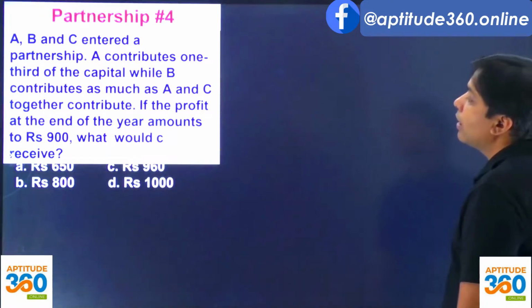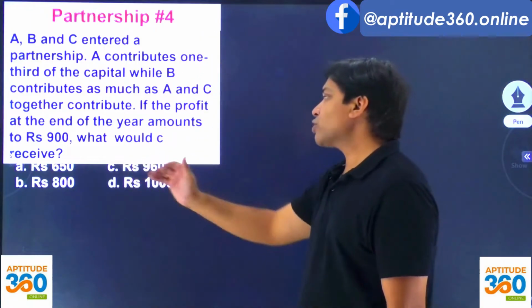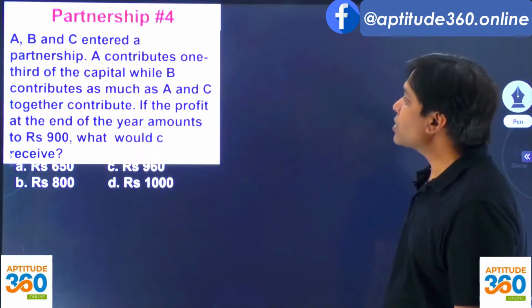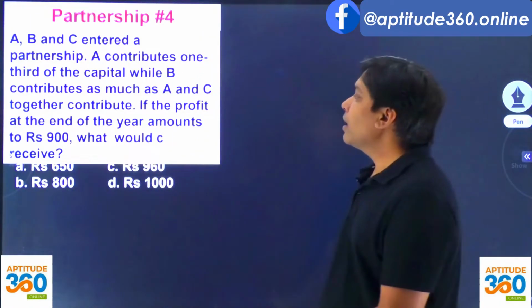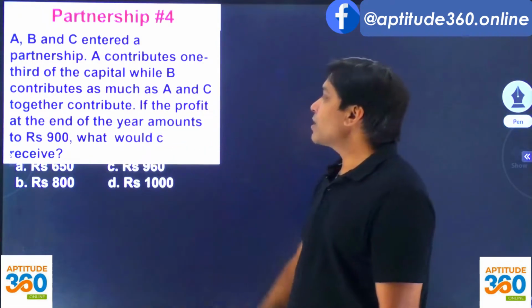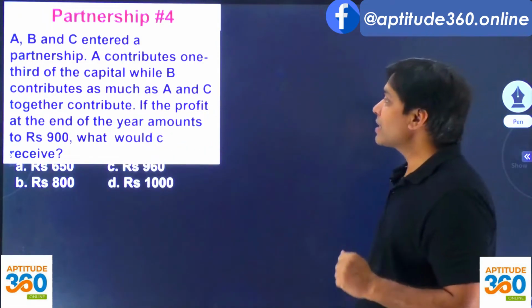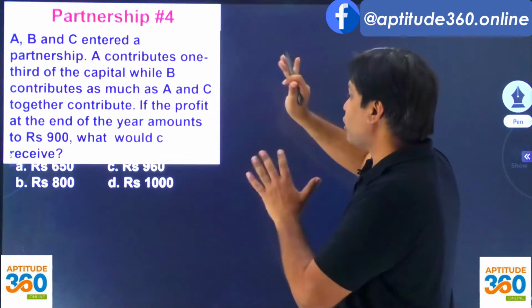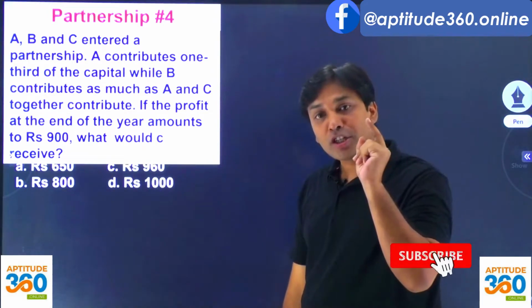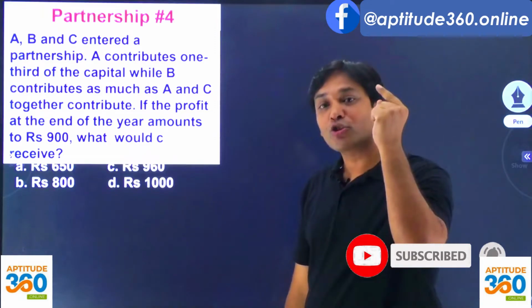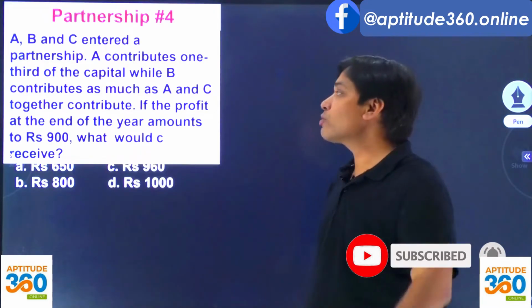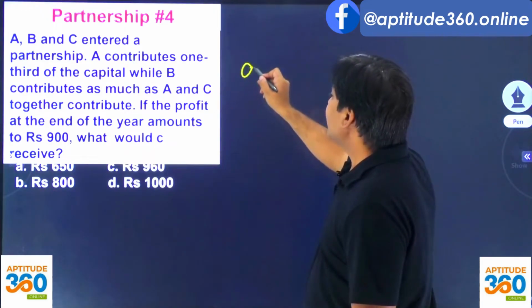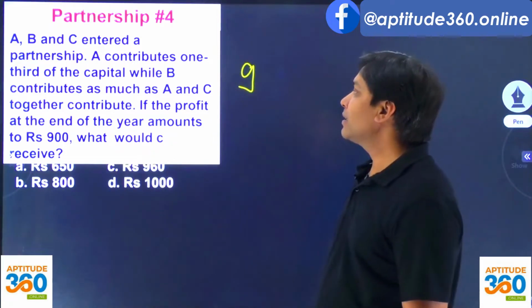चलो जी. If you understand that one, try to simplify this question. It says that ABC entered a partnership, A contributes 1/3 of the capital, while B contributes as much as, now see this. It's a very good problem to solve. You can solve this question in 2 lines, or you can solve this question in half a page. Choice is all yours. ये है total investment, ठीक है जी.